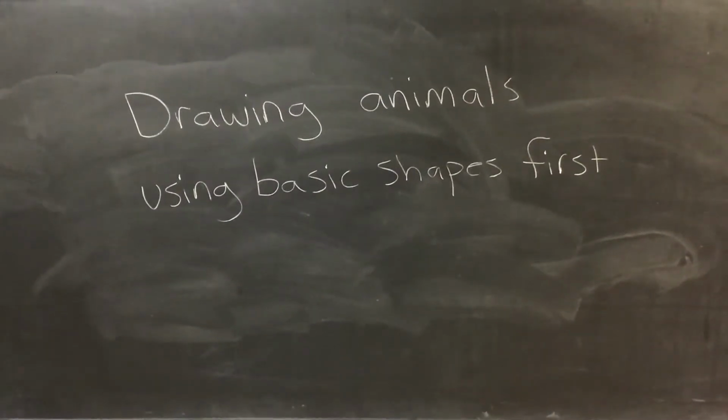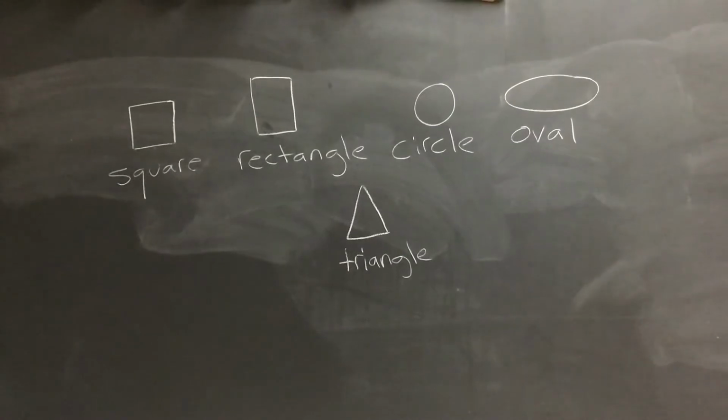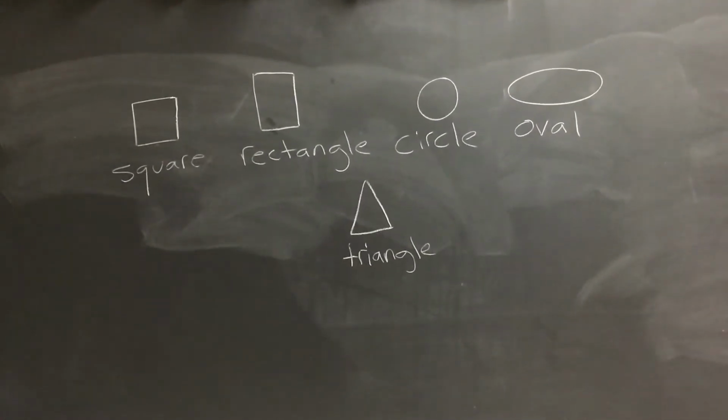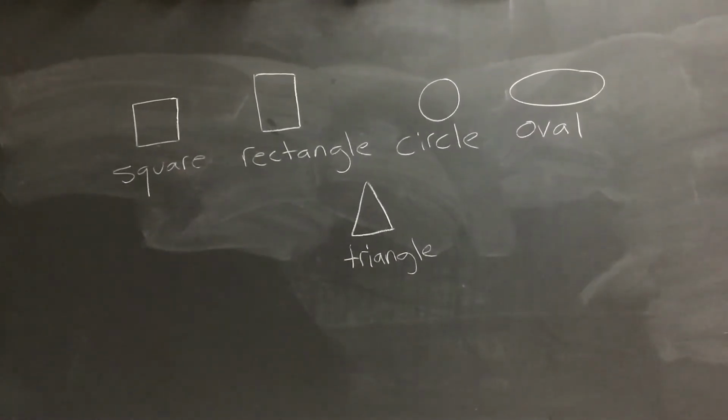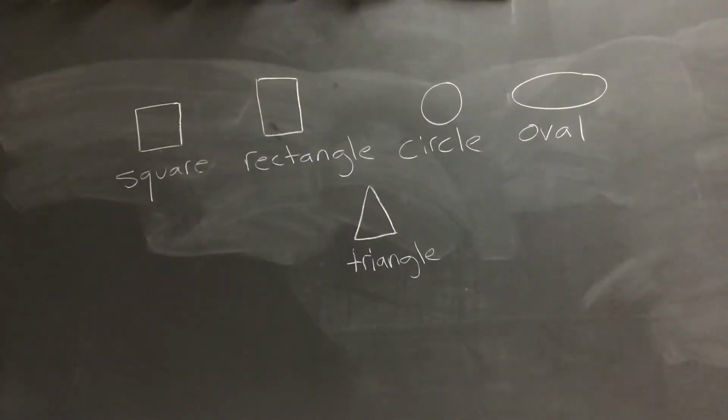Drawing animals using basic shapes first. The basic shapes we're going to practice with today are drawn on the board. They are square, rectangle, circle, oval, and triangle.